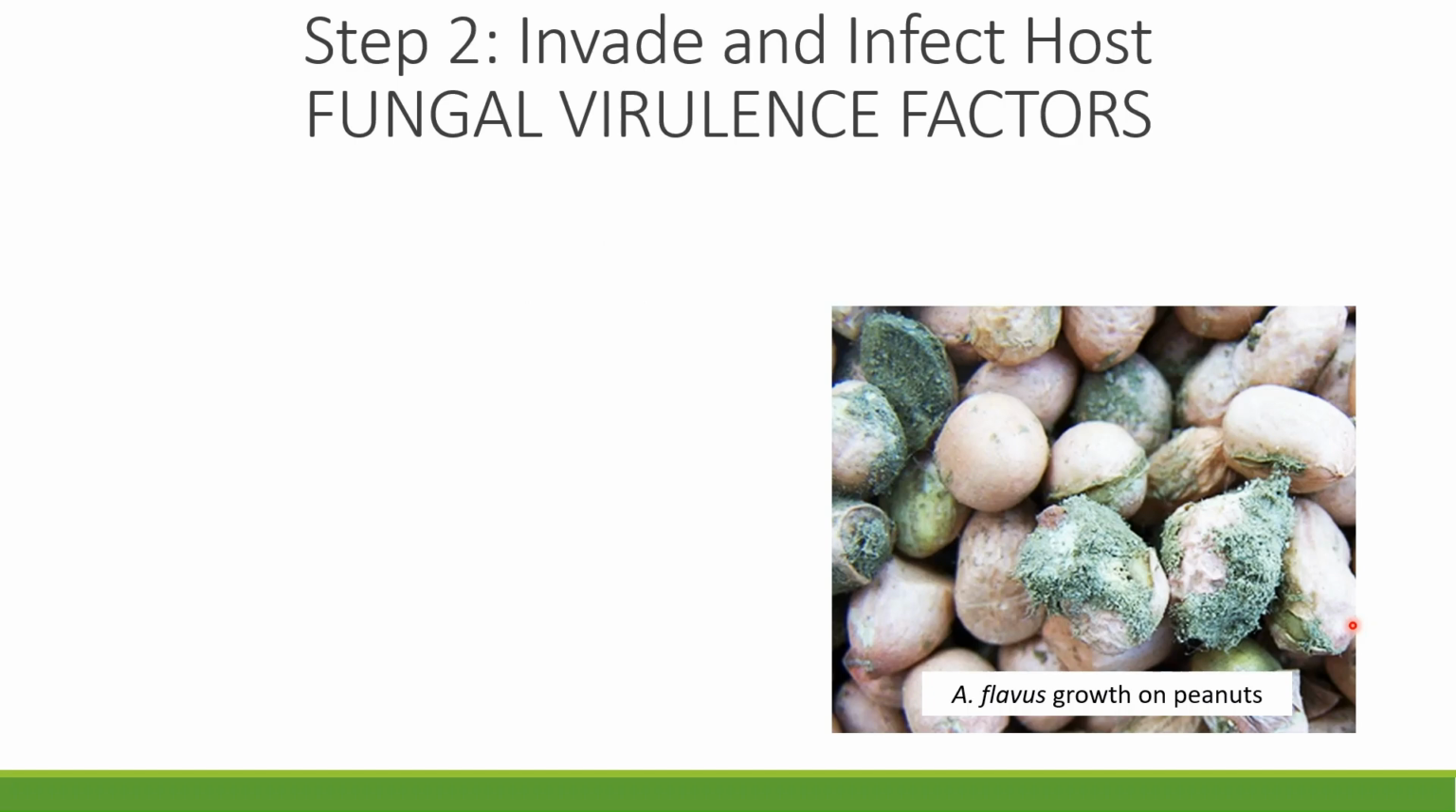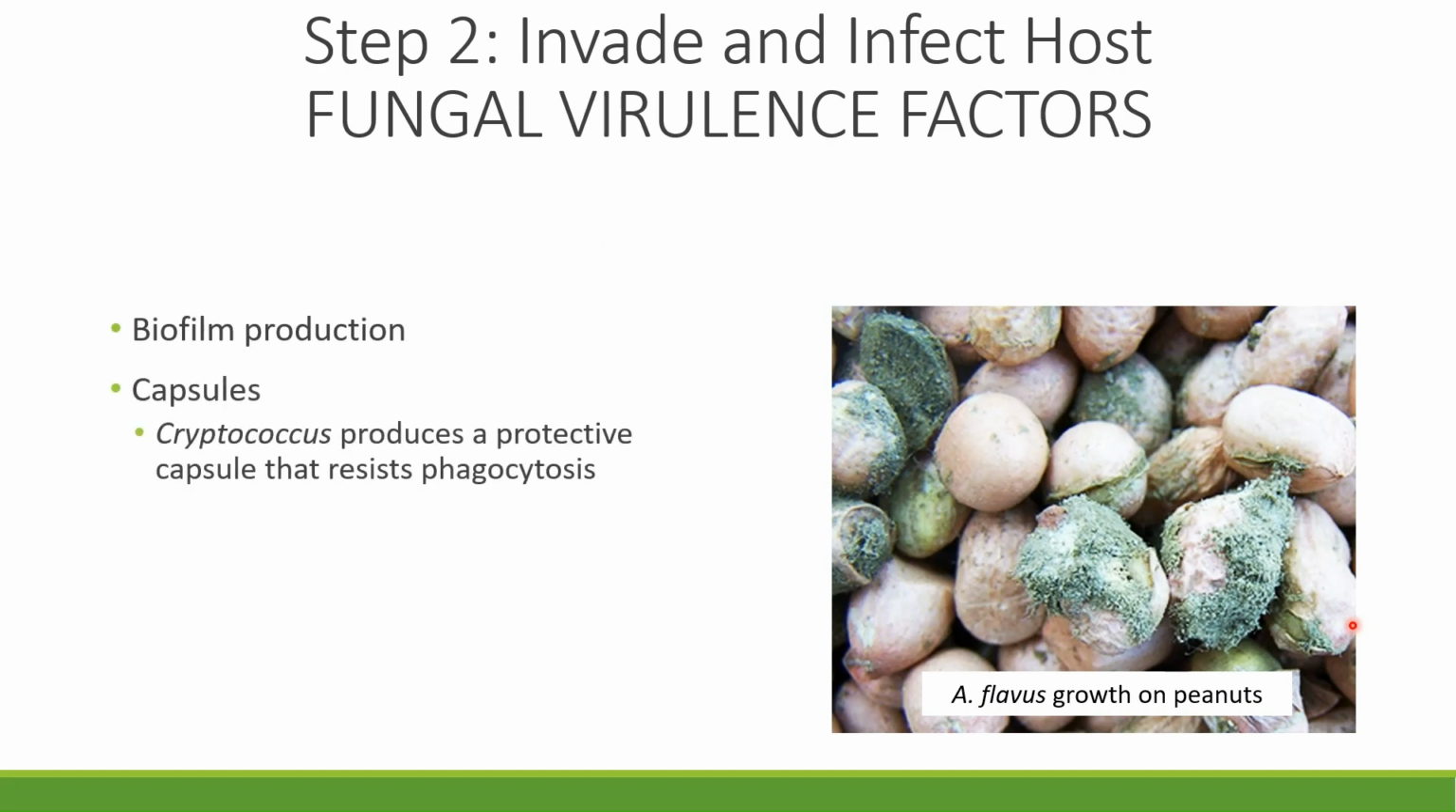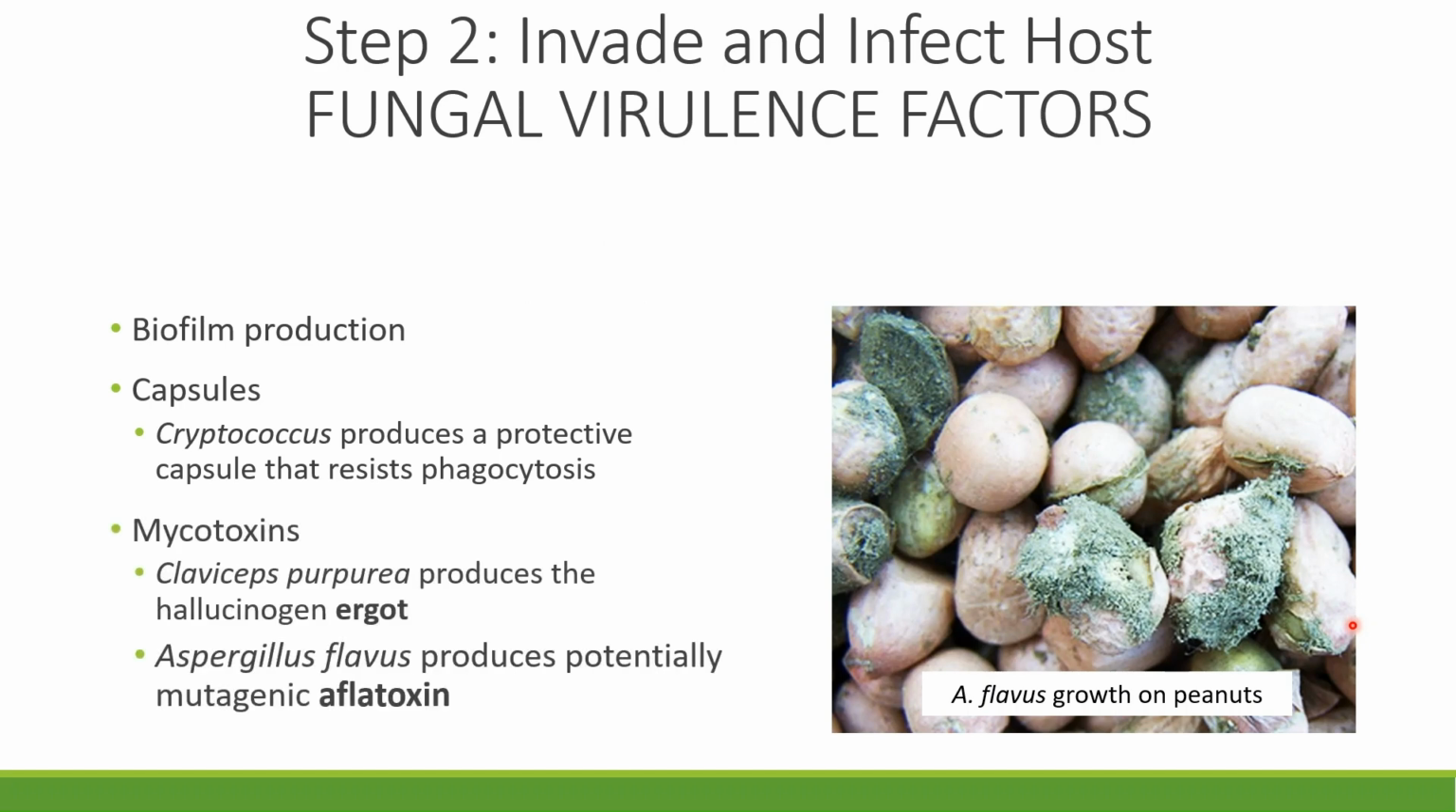Okay, so now let's talk about some fungal virulence factors as well. Fungi, as we've discussed in the past, can cause infections. They can do so through biofilm production, and they produce something that we call capsules. They're not the same as bacterial capsules, but it's the same sort of mechanism that provides them a protective coat. One of those is Cryptococcus, which produces a protective capsule that helps it resist phagocytosis.